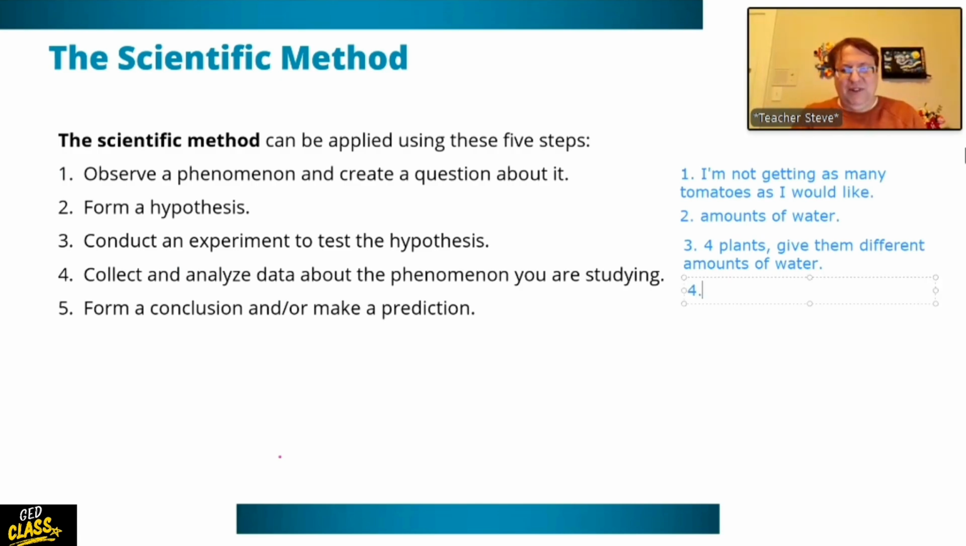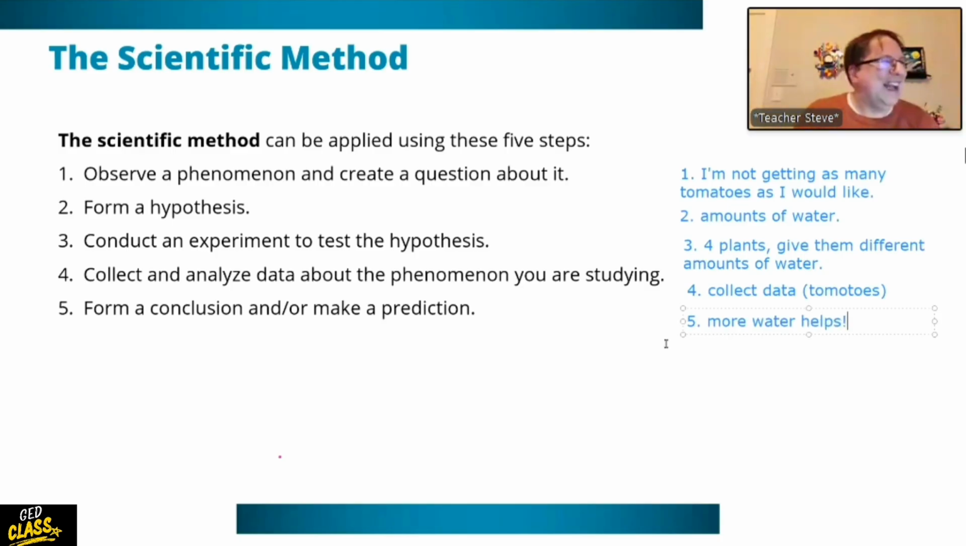We're only going to change the amount of water, so we know exactly how that's affecting the plant here. And then I would just collect data, or in this case, collect tomatoes from the plants. My data is how many tomatoes do I have in my hand here? And then from that, we can say like, more water helps, for instance, depending on what the data told us here.